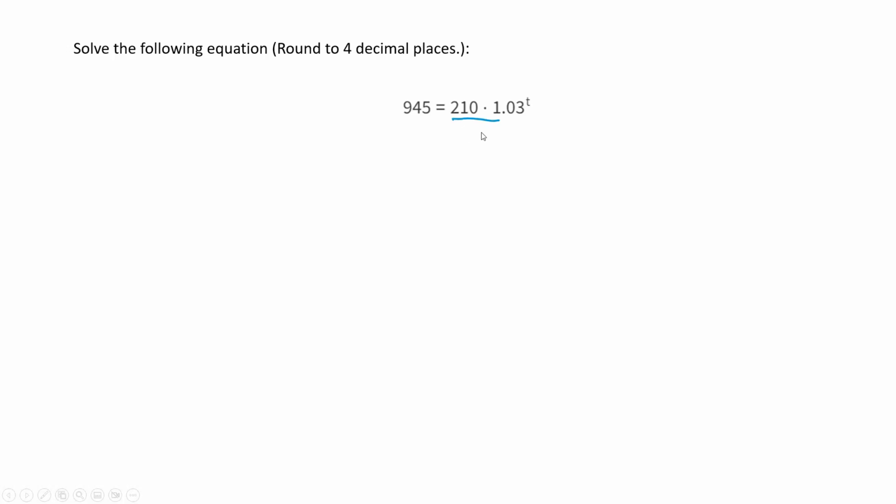So first you would divide both sides by 210. I personally like having the variable on the left-hand side, so that would isolate the 1.03 to the t on the right up here, but I moved it to the left. And 945 divided by 210 is 4.5. Now, you want to do a logarithm to both sides of this.